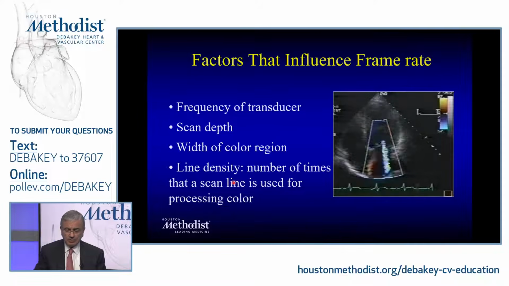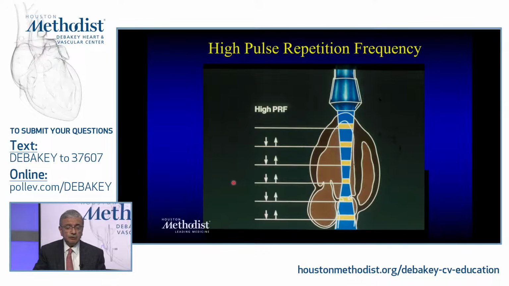Line density, we don't change as much, but for each one of the scan lines that goes down, it's not only one scan line. Usually it has a certain density, meaning we do it 3, 4, 5, or 6 times before you move to the second scan line, for you to improve the accuracy of your determination of the direction as well as the flow. Pulse repetition frequency, I'm not going to go too much into that, is here.